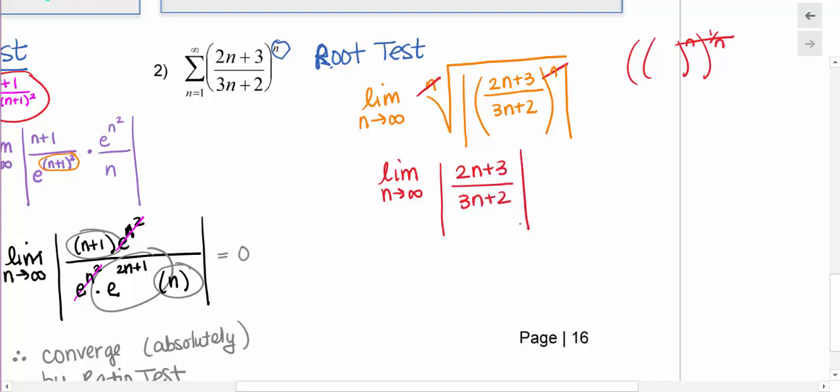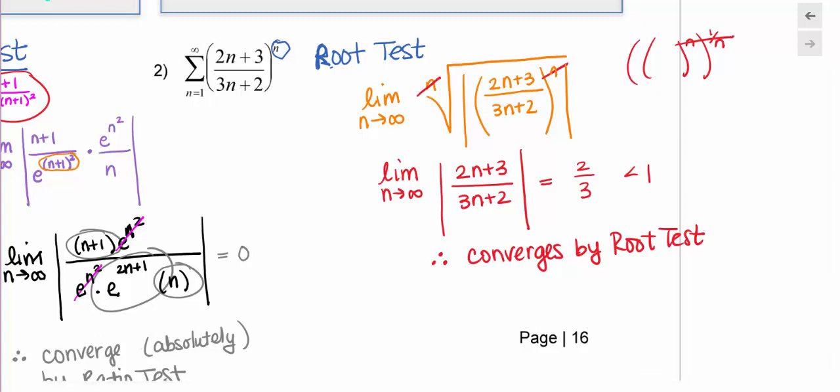And now I'm just evaluating this limit. And we should know this limit from doing it quite a few times already. If not, you can use L'Hopital's rule or your Calc 1 limit ideas. That limit is 2/3. As long as that limit is less than 1, I know that this series, therefore, converges by the root test. Okay? All right, so let's look at a few more examples.